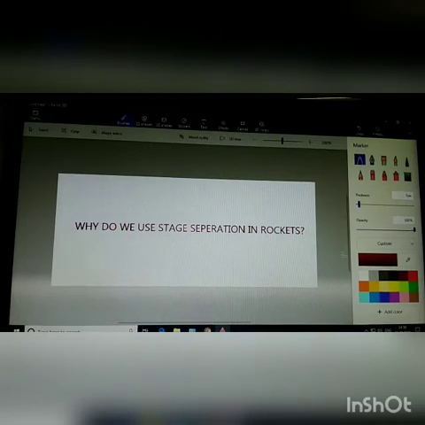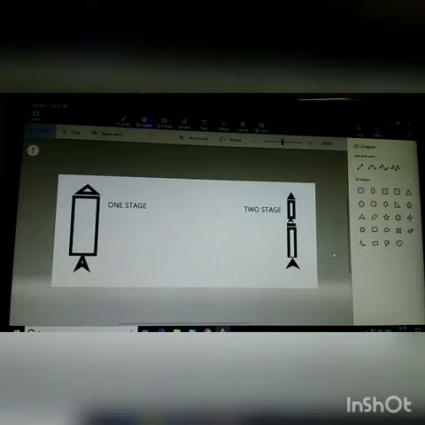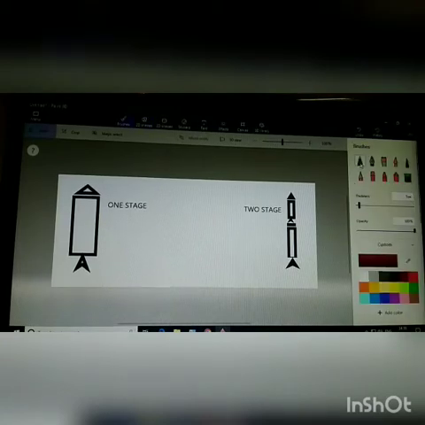Hello everyone. In this video, I will be explaining why we use stage separation in rockets. I will be using Spaceflight Simulator mechanics to explain this topic. Now let me explain what a one-stage rocket and a two-stage rocket are.